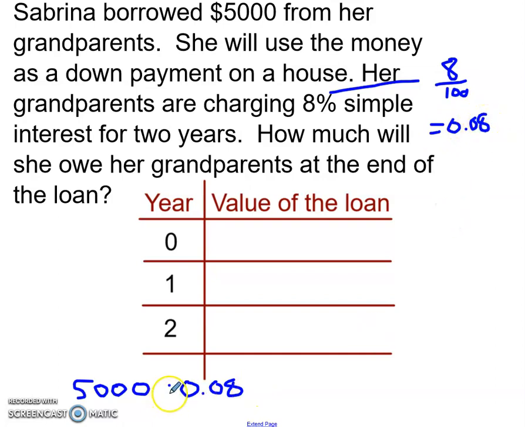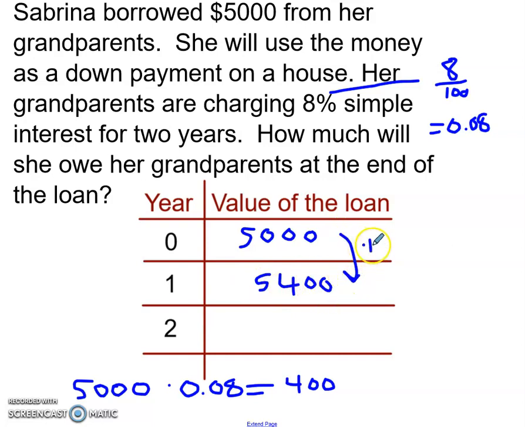So if I take 5,000 and multiply by 0.08, the answer I hopefully came up with is 400. So that means that she's going to pay $400 every year to her grandparents until the loan's paid off. Since it's only for 2 years, at year 0, the loan's for $5,000. At the end of 1 year, if Sabrina decided to pay it back early, she would owe her grandparents $5,400, since that's the amount of interest being charged each year. So if she went ahead and decided to go the full 2 years, she would owe her grandparents $5,800.